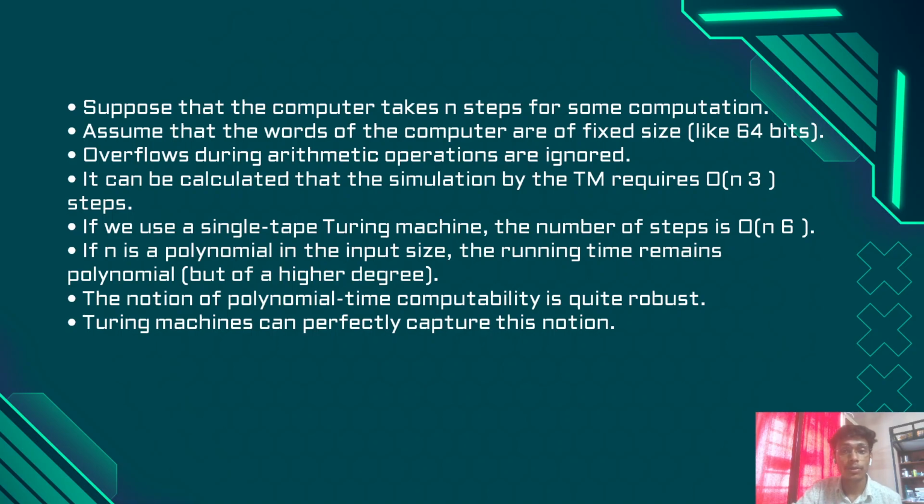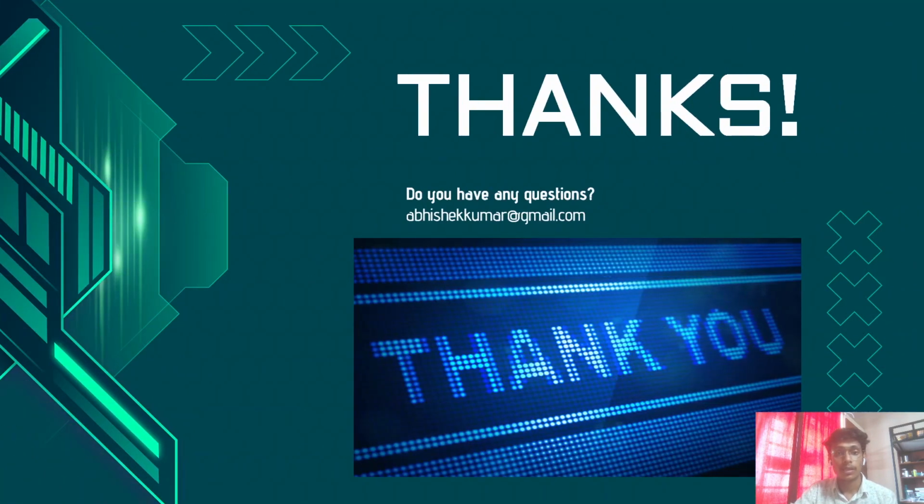If we use a single tape during simulation, then the total number of steps is big O of n to the power 6, meaning the square of the previous one. If n is a polynomial in the input size, the running time is also polynomial. The notion of polynomial time computability is quite robust, and Turing machines can capture this notion. So thank you all. This is what I wanted to cover about modern computers and Turing machines.